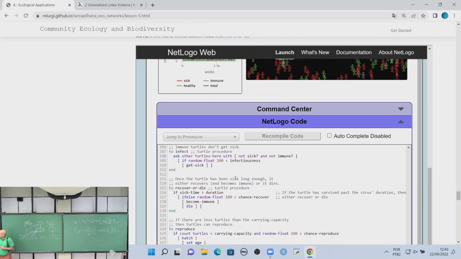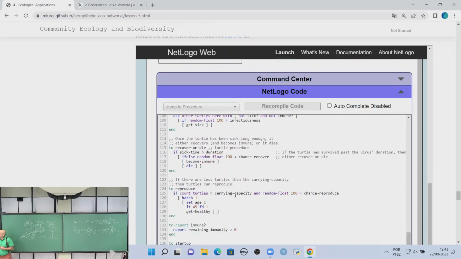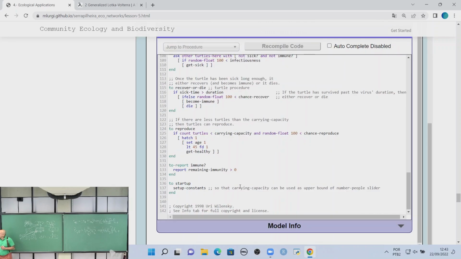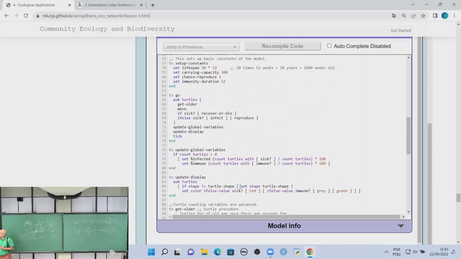Those parameters are the probability. And then there is a reproduction rate. There is a replacement of individuals that are getting renewed, and the system has a carrying capacity, so they won't grow more than that.